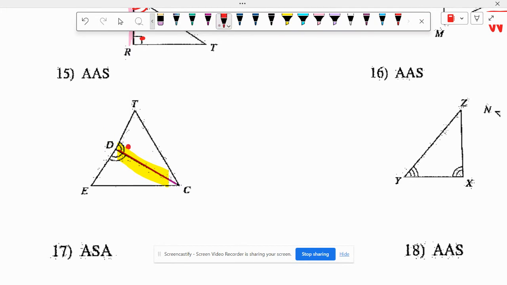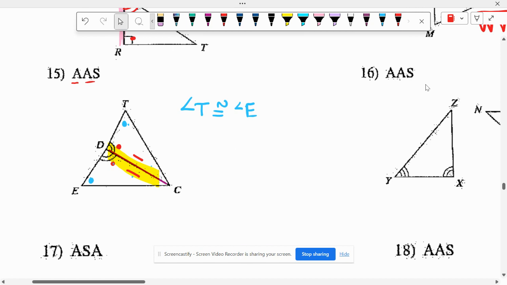So I have angle, side, angle, side. If I want to use angle, angle, side, I'm missing the front angle. I'm missing the angle at the beginning. So where does it have to be? Say it, Quali. Angle T and angle E. Angle, angle, side. So angle T has to be congruent to angle E. You just kind of have to follow your way around the corners to make sure you're following the right pattern.